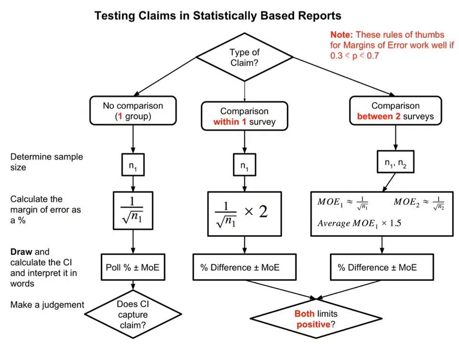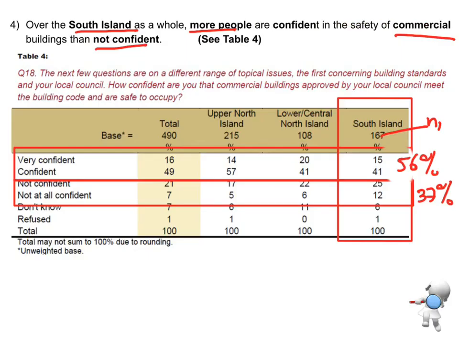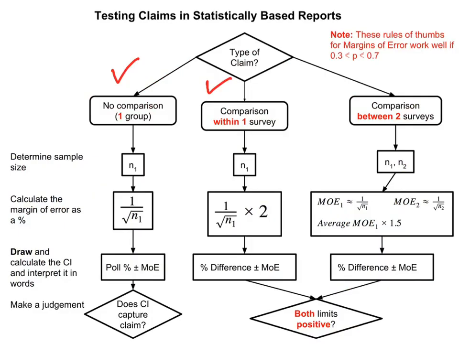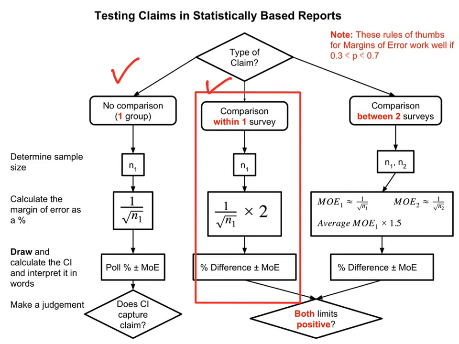Okay, let's determine which category we have. I've got a single sample size, so it's either the no comparison or the comparison category. Then, are we doing a comparison? That's the next question you ask yourself. And yes, I want to compare confident with not confident, so I am doing a comparison. That means I am dealing with the middle situation here, comparison within one survey.